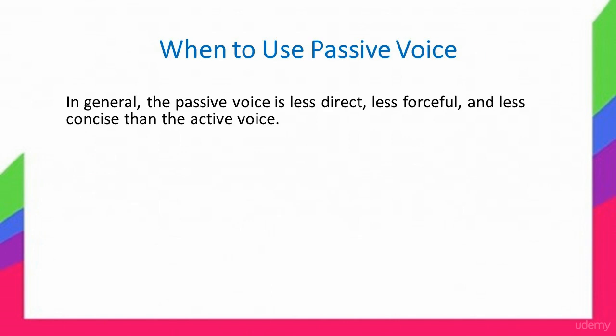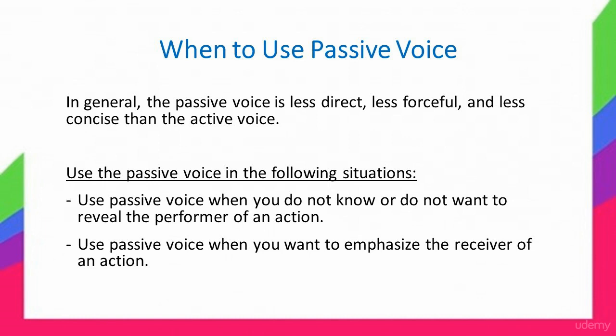When to use the passive voice? In general, the passive voice is less direct, less forceful, and less concise than the active voice. Normally, passive sentences allow the subject to avoid responsibility for the action with a neutral and an objective tone. Use the passive voice in the following situations. Use the passive voice when you don't know or you do not want to reveal the performer of an action. And use the passive voice when you want to emphasize the receiver of an action.